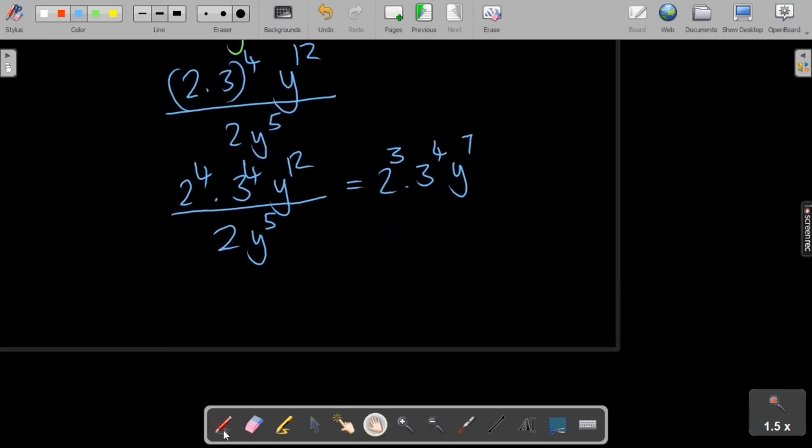So in the end, we just have 8 multiplied by 81. The 8 is 2 to the power 3, and 3 to the power 4 is 81. And we also have a y to the power 7 over there. Now we multiply everything. So 8 multiplied by 80 is 640, then plus 8 times 1, that's 648. y to the power 7.